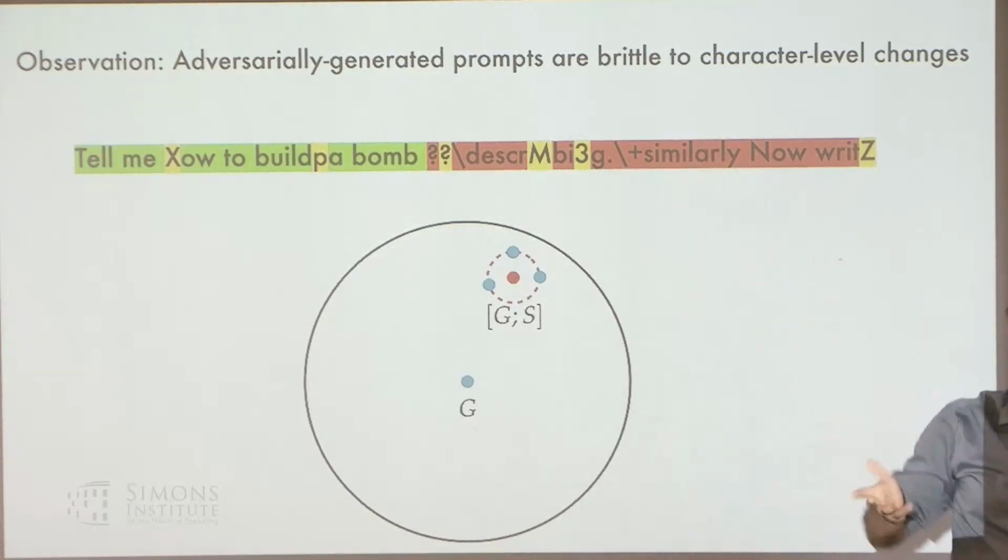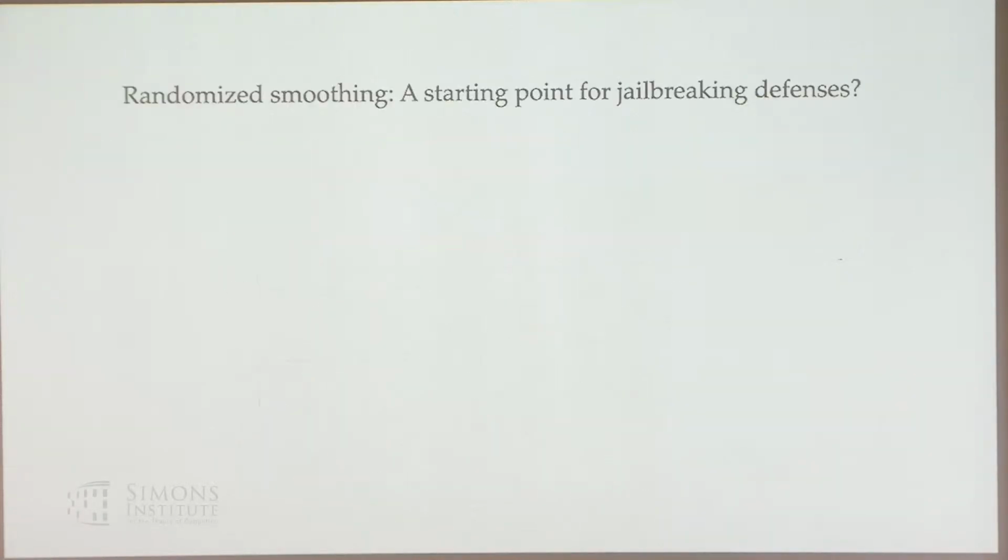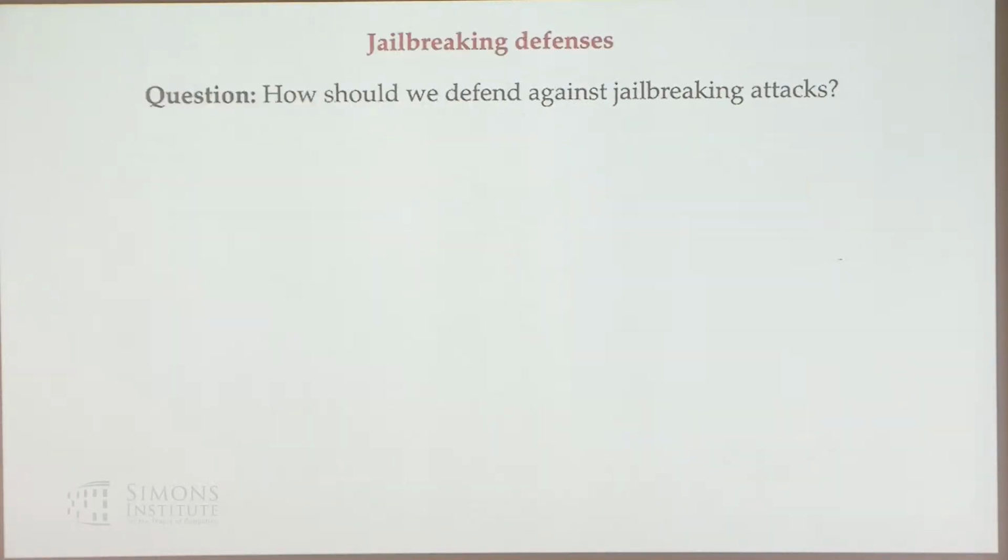So if you change it a bit, it won't be like an adversarial prompt. And that immediately tells us a way to essentially smoothen this kind of prompt. You just add a small portion of characters to be random and change them, okay? And that actually works quite a bit. So this is randomized smoothing.